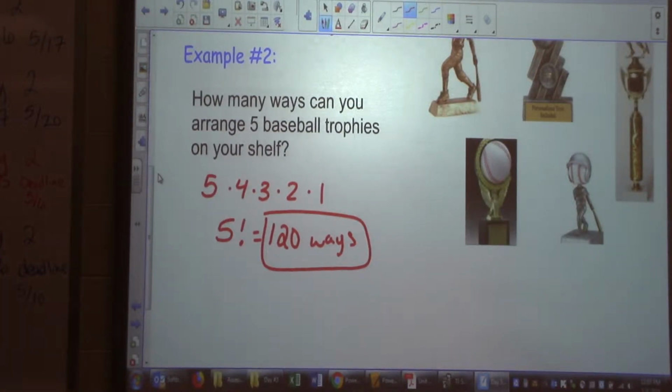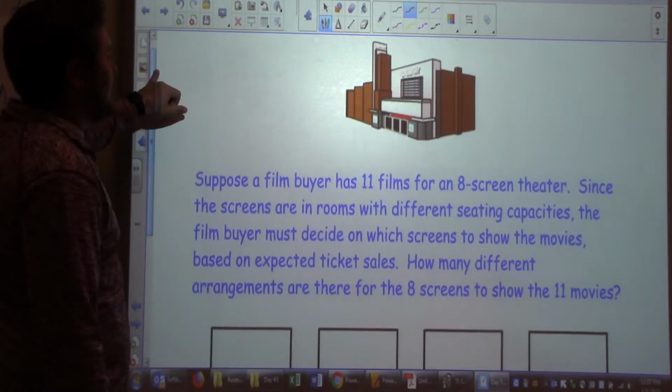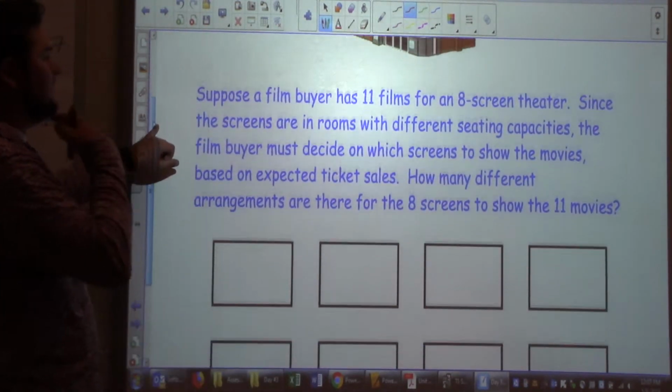All right. Just shouting the number 5. That's one way to think about it, I guess. All right, that's factorials. Let's think about this problem here.